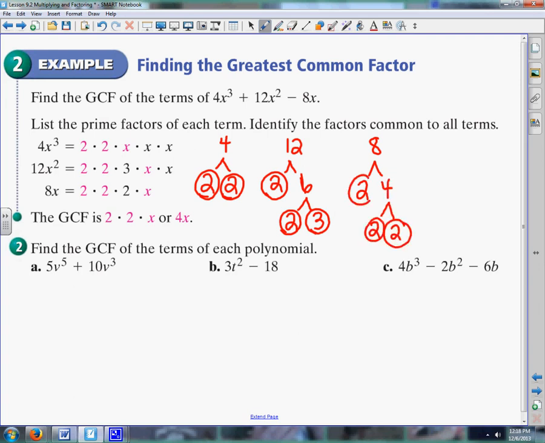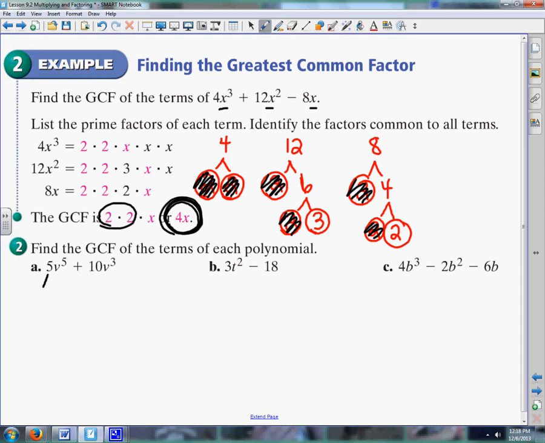And then for the greatest common factor, you'd find what they have in common. Well, they all have this 2 in common, and they all have another 2 in common. So my greatest common factor is going to be 2 times 2. And then you look at the variables. Well, they all at least have 1x. So 2 times 2 is 4. So this is 4x. So let's do A.